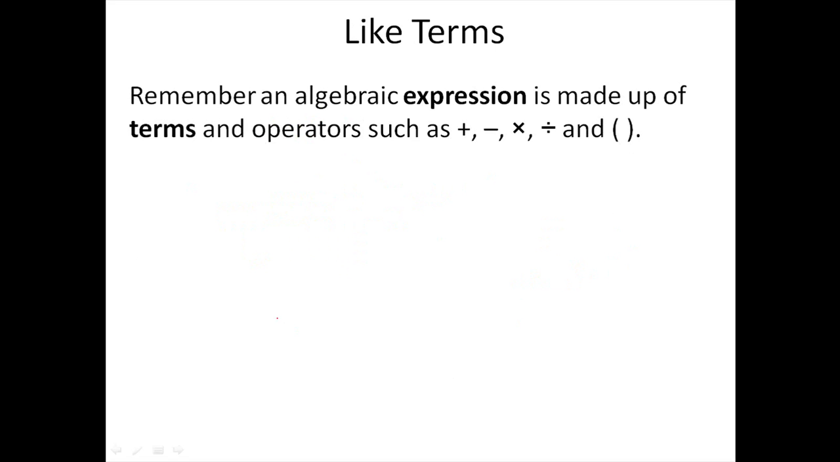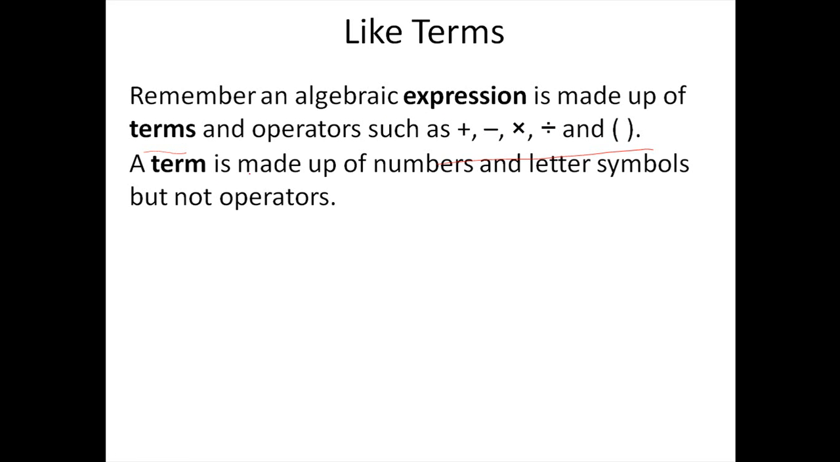Like terms. So if we have algebraic expressions, then of course they are made of terms. We've looked at that. And there are operators. We've looked at them also. Plus, minus, multiplication, division. And sometimes we use parentheses also, either to collect terms together or to multiply one term by another. We'll see examples of that as well. And we've seen that a term is made of numbers and variables, letter symbols. But a term doesn't include operators. You know that. We've seen examples of terms.